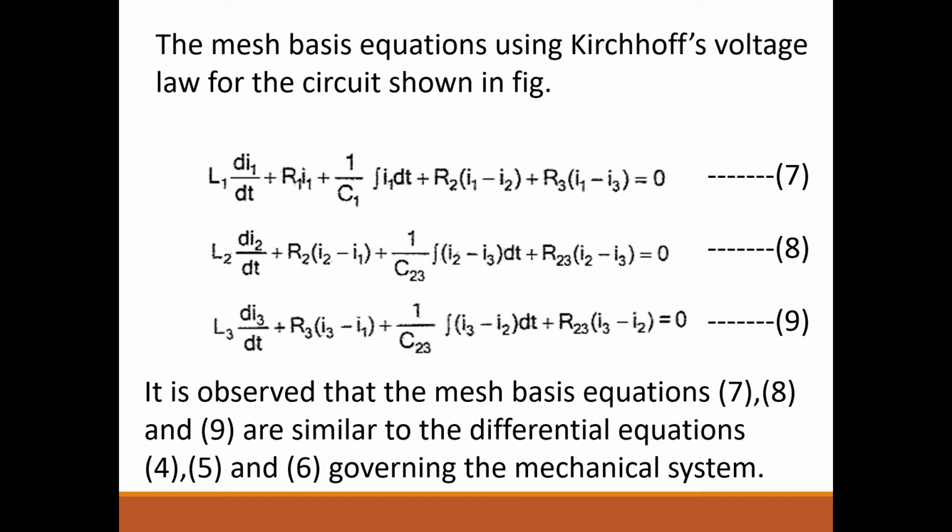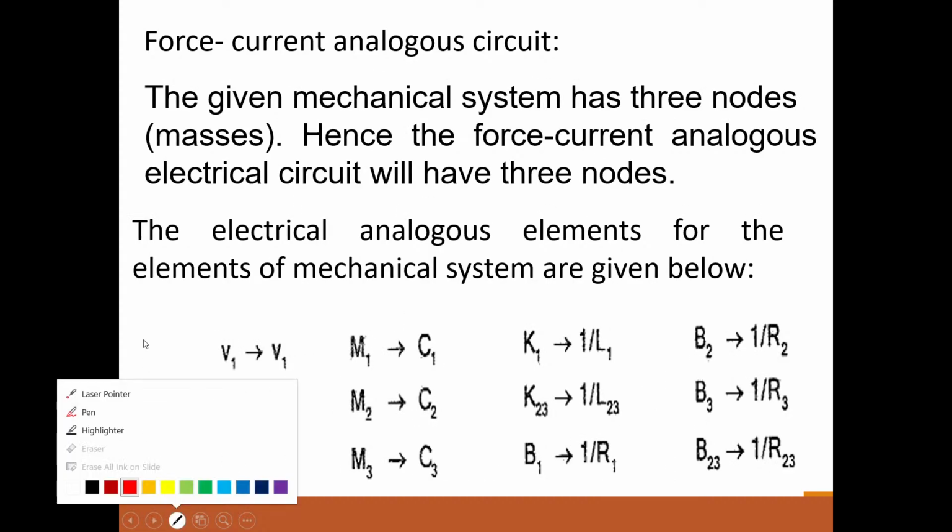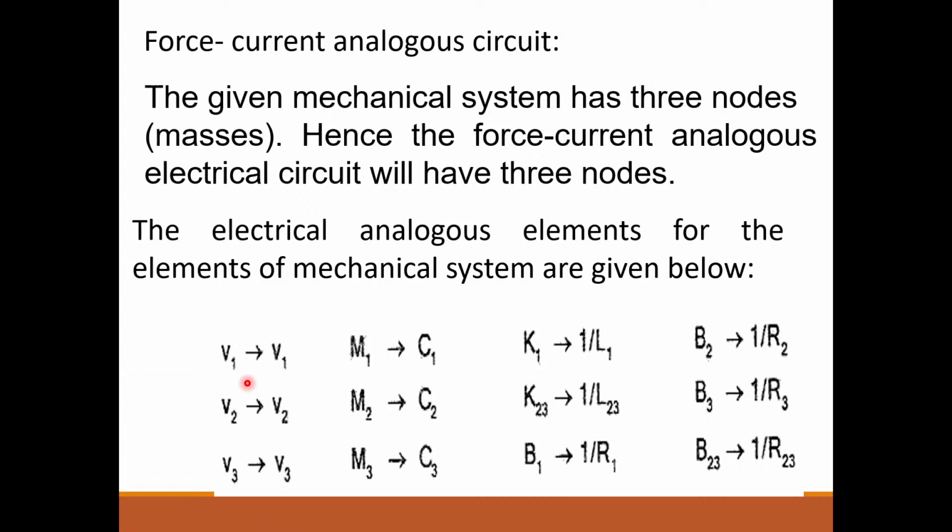Okay then. Let us go to force current analogous circuit. Okay, so we already know the mechanical system elements. Okay, from the equation 4, 5 and 6, write down V1, V2, V3, M1, M2, M3, K1, K2, K23, B1, B2, B3, B23 again. And from the force current analogy, write down their corresponding analogous elements.